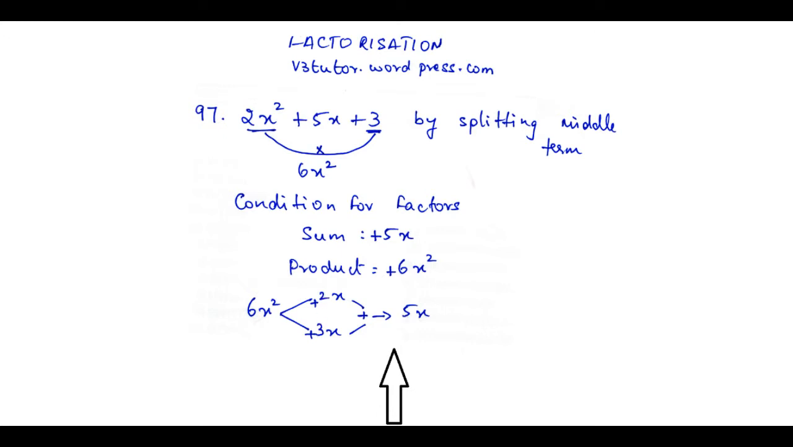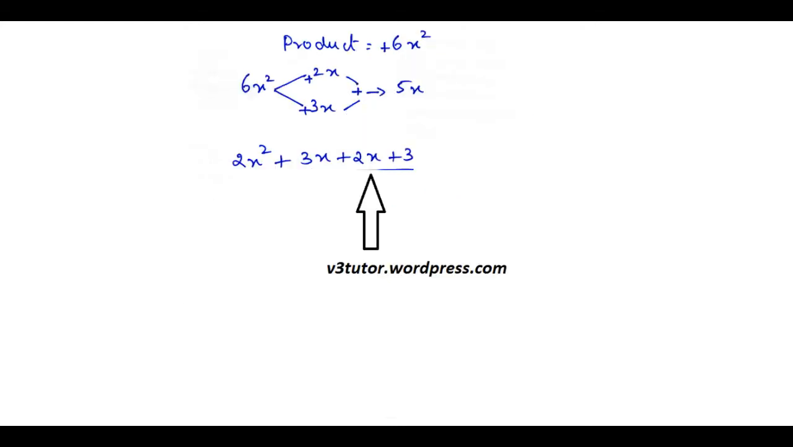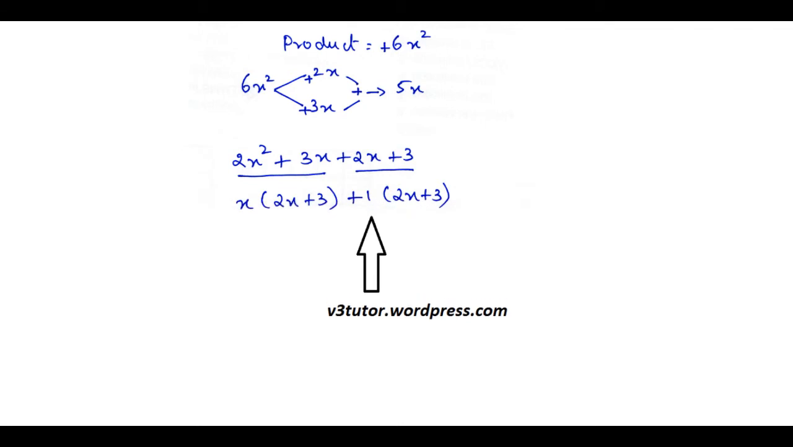So once I have identified these factors, I have to split my middle term, that is 5x, as the sum of 3x and 2x. So 2x squared plus 5x plus 3, I have written as 2x squared plus 3x plus 2x plus 3, right? Now going on to the next step. After this, we have to do factorization by grouping. So I group these two, I group these two.